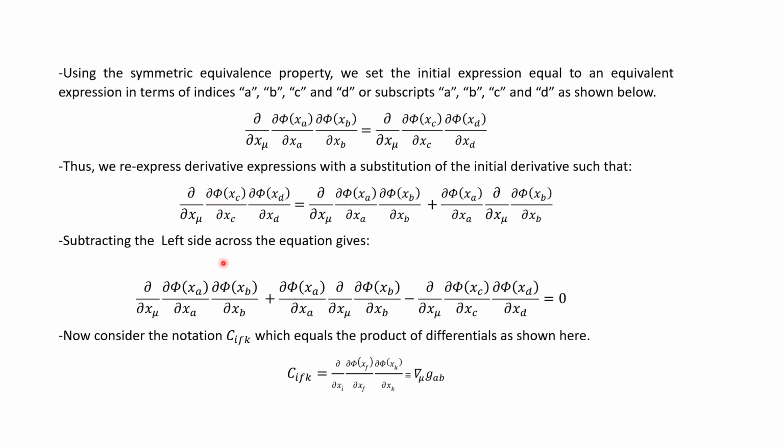subtracting the left side or this side of the equation across gives us this expression. Okay, so we subtracted this over to here, which gives this expression. Now consider the notation right here, C of Fi of I of K, which equals the product of differentials. Okay, so this equals this, which is also equal to the derivative acting on the metric tensor. So these are all equivalent expressions right here.